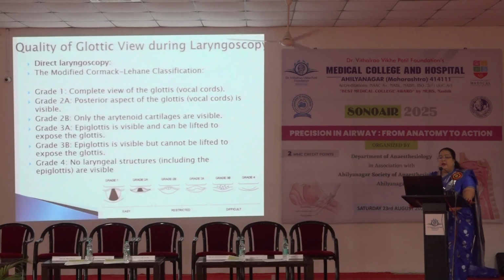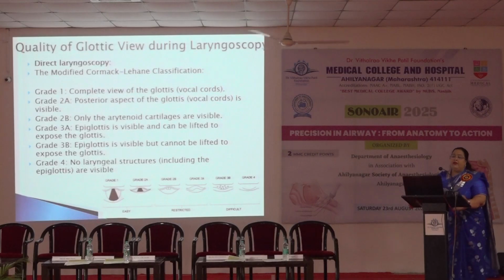Grade 3A, the epiglottis is visible and can be lifted to expose the glottis. Grade 3B is where the epiglottis cannot be lifted even though it is visible. And grade 4 is no laryngeal structures are visible, including the epiglottis.